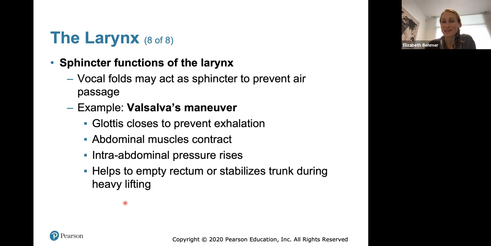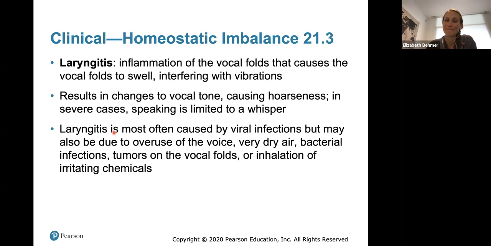The vocal folds may act as a sphincter to prevent air passage. So for example, in the Valsalva's maneuver, the glottis will close to prevent exhalation, the abdominal muscles will contract, intra-abdominal pressure rises, and this will help to empty the rectum or stabilize the trunk during heavy lifting. So when you're bearing down, having a bowel movement or pushing out a baby, or you're lifting a 100-pound deadlift, this Valsalva's maneuver keeps your glottis closed to keep pressure within the abdominal cavity and increase pressure below.